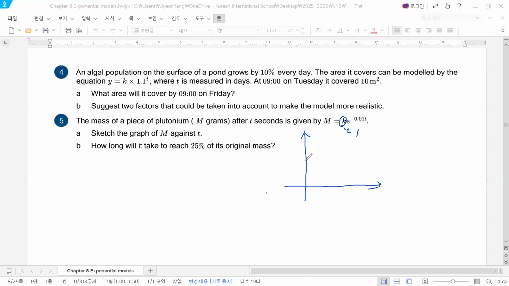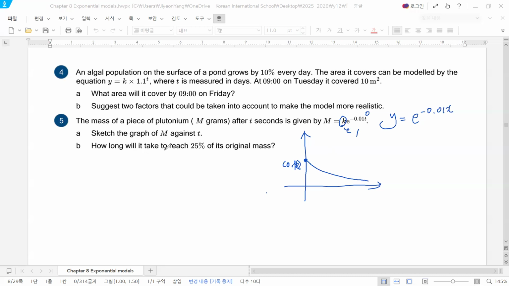Then by using your calculator, you can draw a graph. When t equals 0, the initial value is going to be k. But when you use your calculator to draw a graph, just consider k as 1. Then you can draw a graph as y equals e to the power of negative 0.01x. Then the graph is going to look like this.